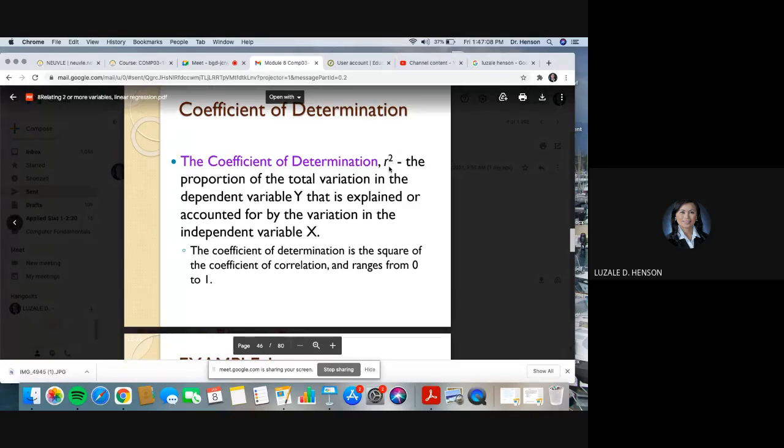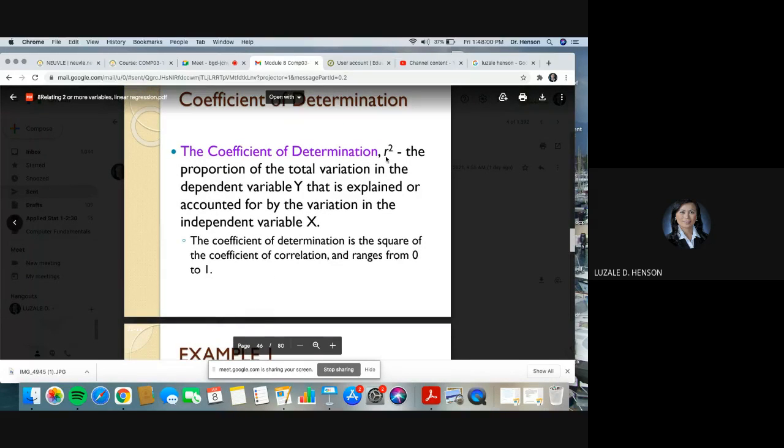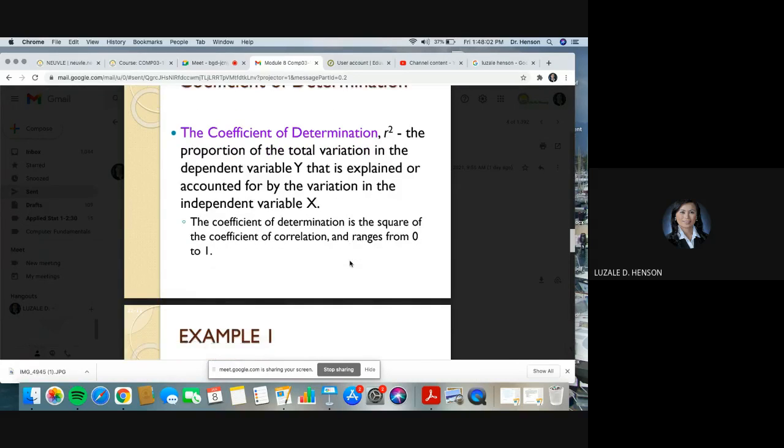When your R, say for example, has a value of 0.2, you square 0.2, you get 0.04. Multiply that by 100, so you have 4%. That is about 4% determined by the X variable. So the coefficient of determination is the square of the coefficient of correlation and ranges from 0 to 1, because there is no negative there. When you square this, it becomes all positive. Whether the R is negative, it becomes positive.